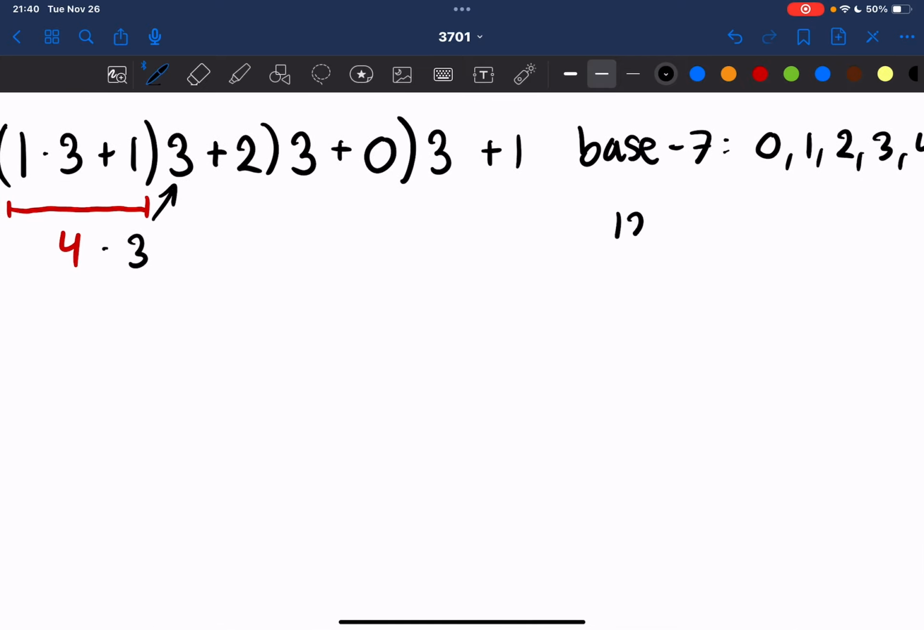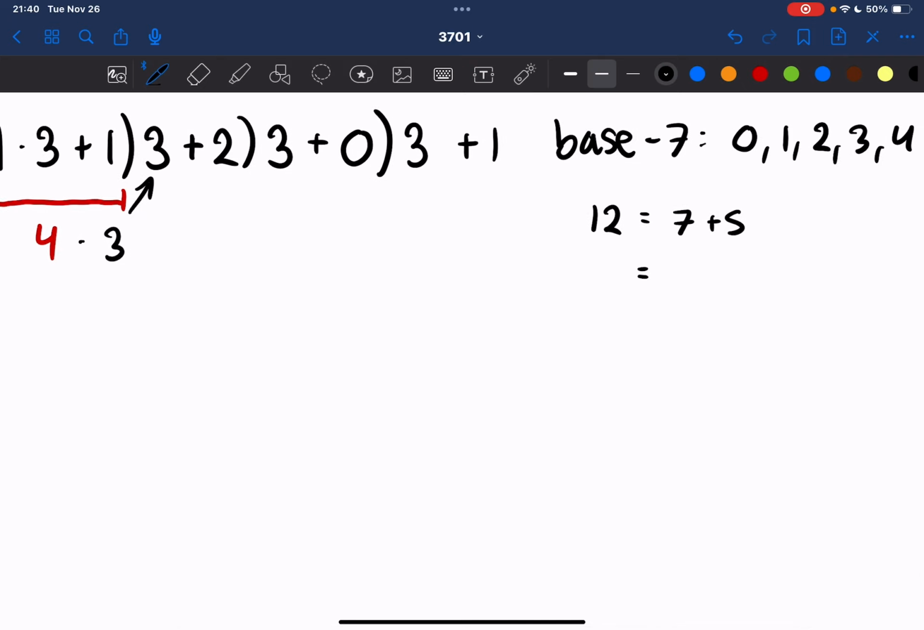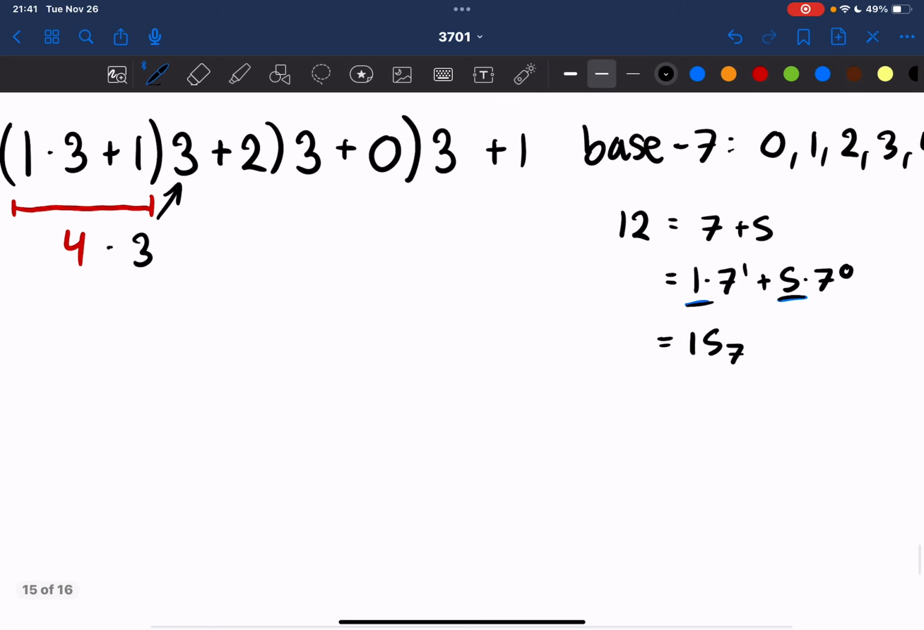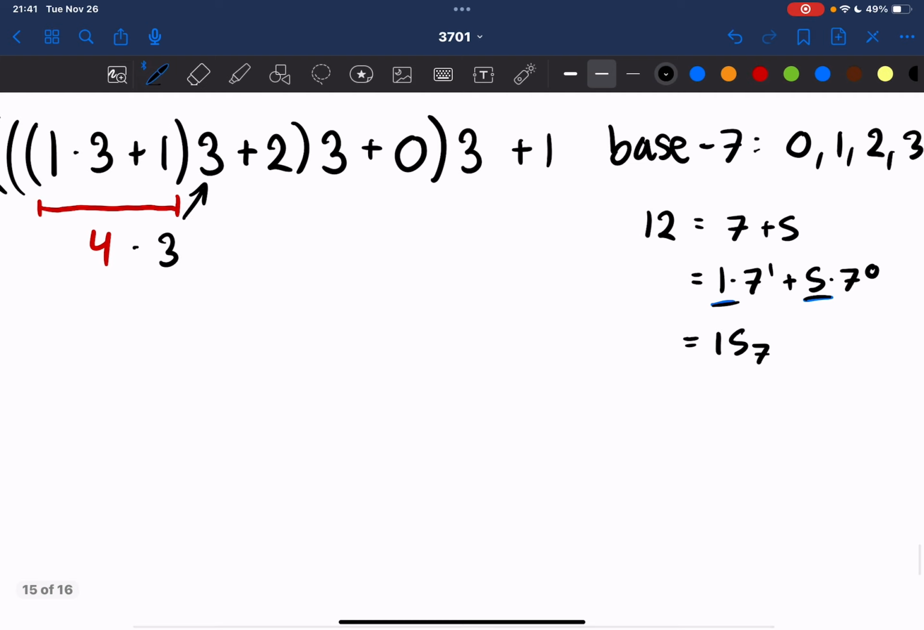What is 12? 12 is just 7 plus 5, right? If we write it in this format, 1 times 7 to the 1 plus 5 times 7 to the 0, you might recognize this from binary. You just take these two values and say that it's 15 base 7. So you just look at these two, which means that 12 is actually 15 in base 7. Let's write that out here. So this is 15, but of course, base 7, just remember that.